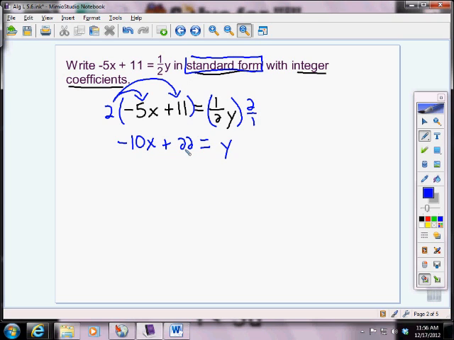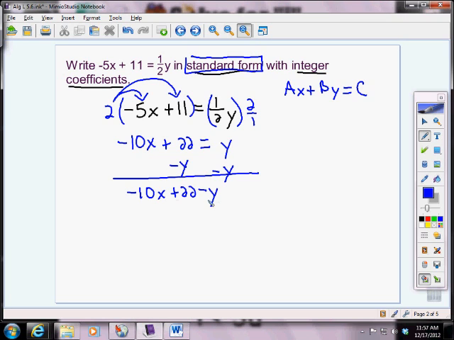Standard form. Remember, in standard form, our x and y are on the left side of the equal sign and equal to a constant. So let's move our y to the left side of the equal sign. Negative 10x plus 22 minus y equals 0, because y minus y is 0. But now let's get rid of this 22.